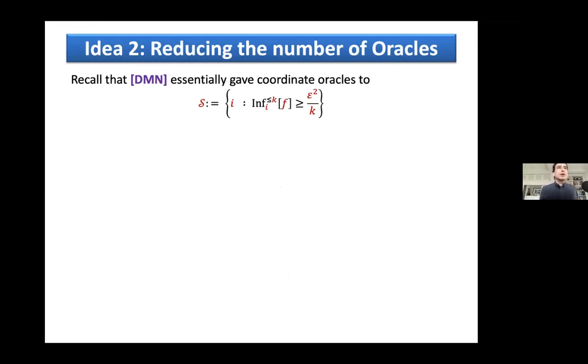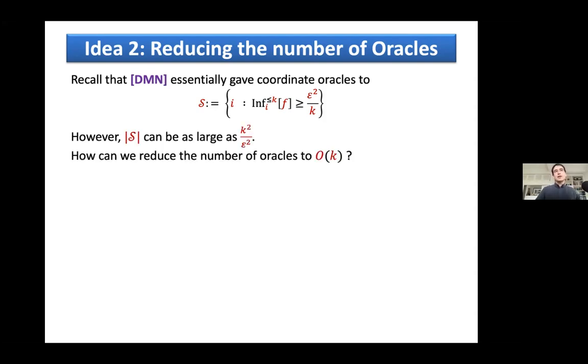So our second idea, so our first idea was to give this implicit access. Our second idea was how can we reduce the number of oracles from k squared to k? So recall that DMN essentially gave coordinate oracles to all these coordinates in S. But there could be k squared of them, right? How can we reduce their number to order k?